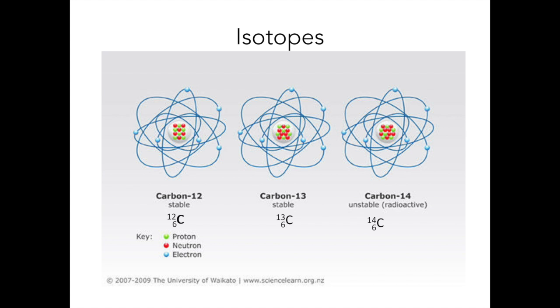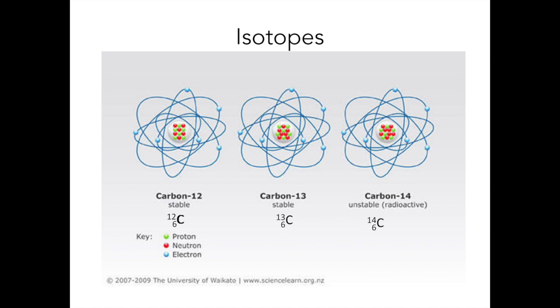And we call these slightly different forms of atoms or elements isotopes. Iso means the same. Tope, I don't know what tope means, but isotopes are the same element, but they have a different number of neutrons, which means they have a slightly different weight to them. So I went from boron to carbon. Carbon is element number 6 because it has 6 protons in the nucleus.